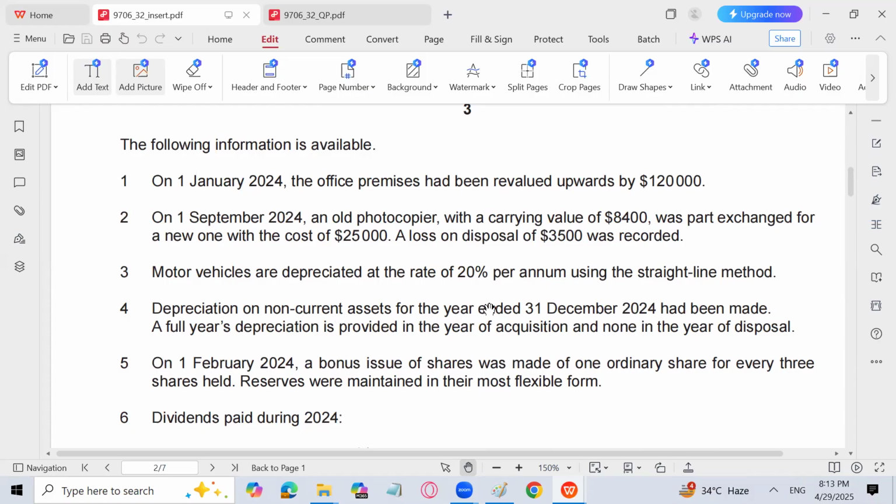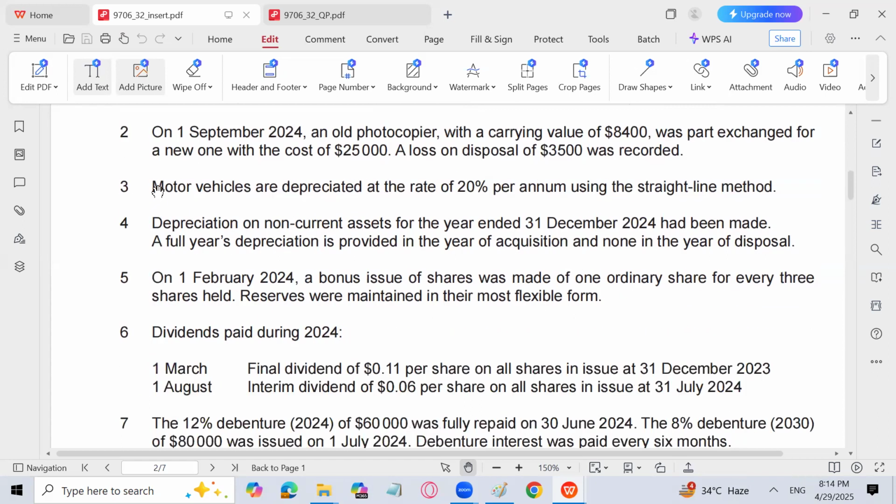That means depreciation has already been made. A full year depreciation is provided in the year of acquisition and none in the year of disposal. On 1st February, a bonus issue was made for 1 ordinary share for every 3 shares held. Reserves were maintained in their most flexible form. As I discussed with you, it looks as if we have issued bonus shares, 1 for 3, and dividends paid are given. Final dividend 0.11 per share, interim dividend paid during the year 0.06 per share.